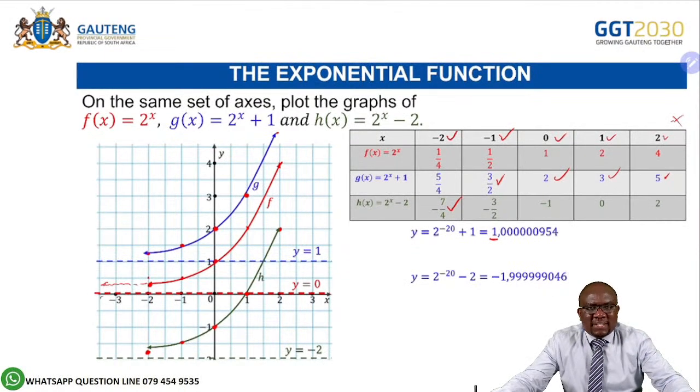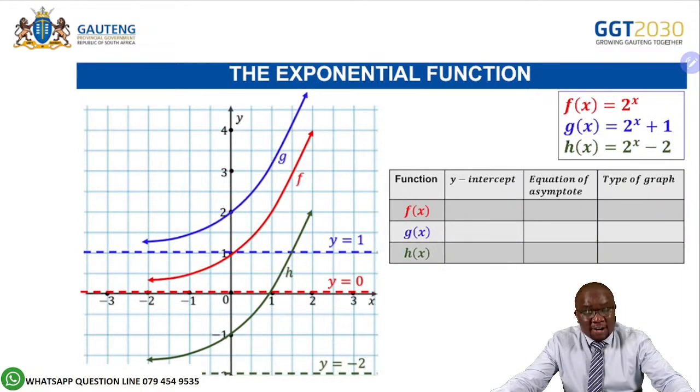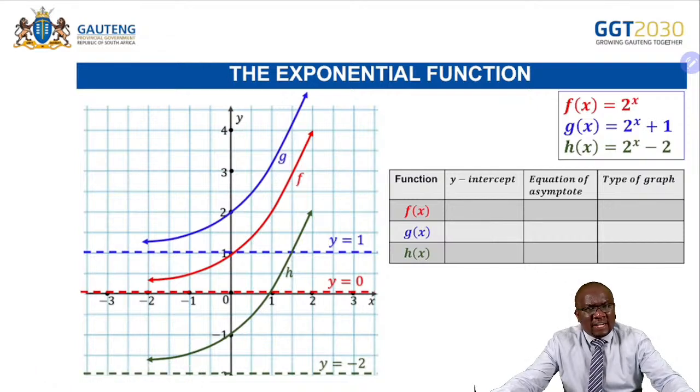Right, welcome back, learners. Welcome back. Let's look at the key features now of our 3 graphs. The y-intercept, the equation of the asymptote, and the type of graph. The type of graph here, I want you to say if it's increasing or decreasing. Okay, right, but I want you to discuss this before I give you answers.